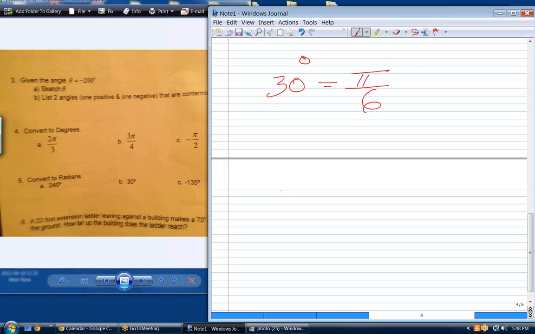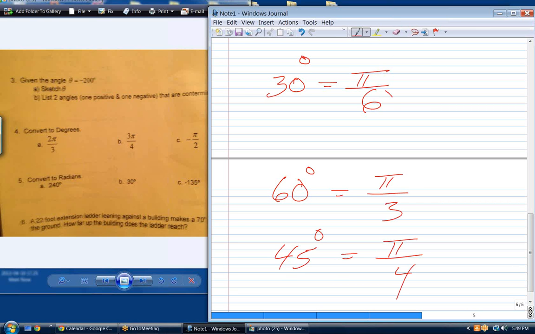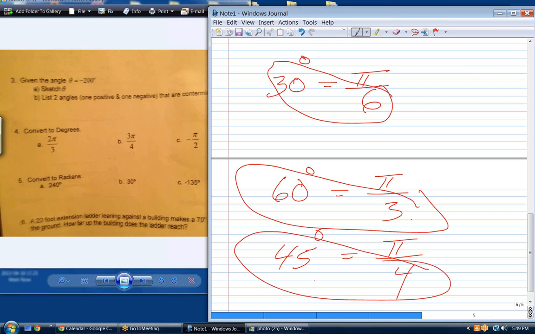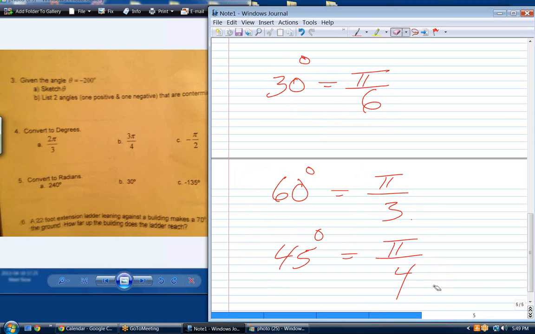I have these memorized. Why? Because they're really easy to memorize. Notice that the product of this is always 180. The denominator of the radian part is always multiplied by the other, as long as this coefficient is 1. And these are the biggies to memorize. Once you get those memorized, it'll help a lot. You won't have to use that conversion factor every time.